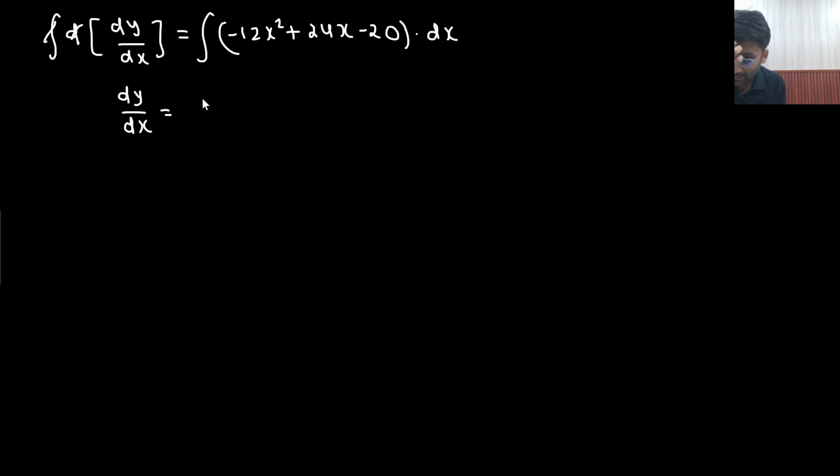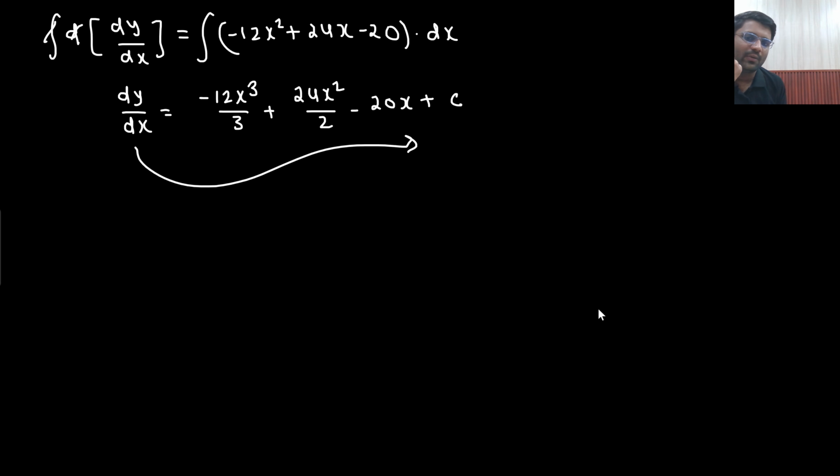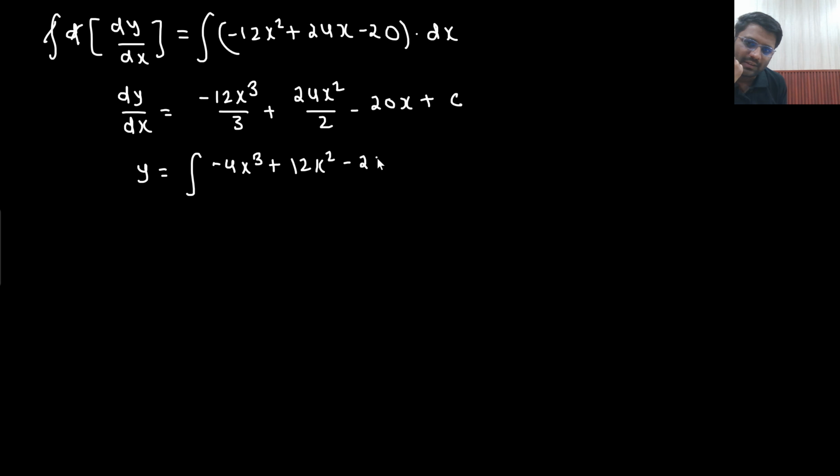Whatever the answer you will be getting, minus x to the power 12, x to the power 3 by 3 plus 24, x to the power 2 by 2 minus 20x plus some constant c. Now what you will do? Again you will take dx, so again you will integrate. So what y will you be getting? Again, minus 4x cube plus 12x square minus 20x plus c.